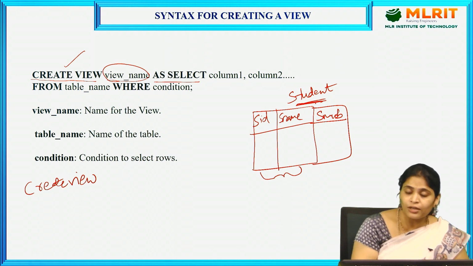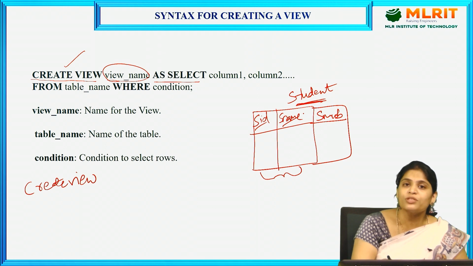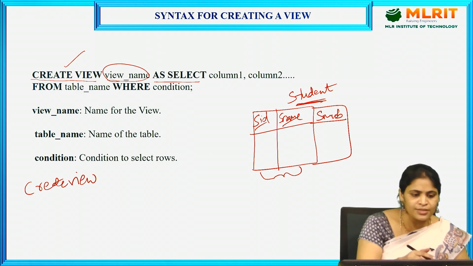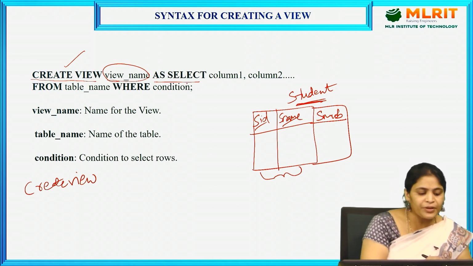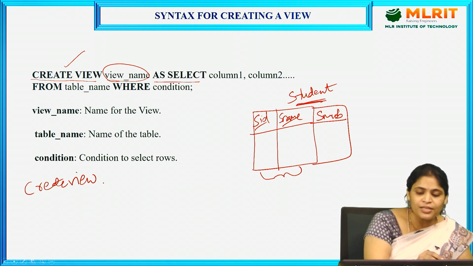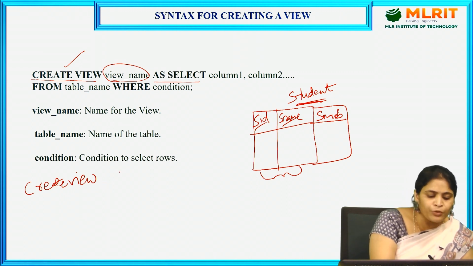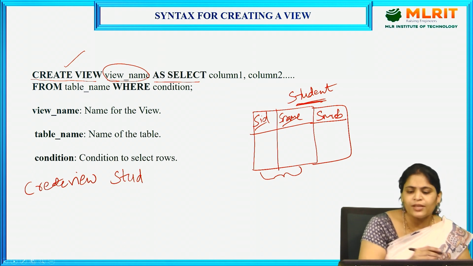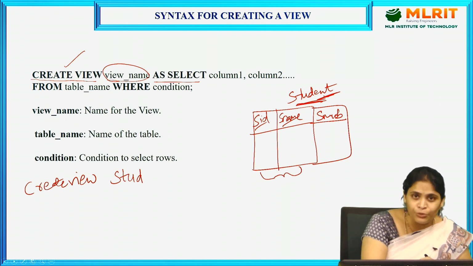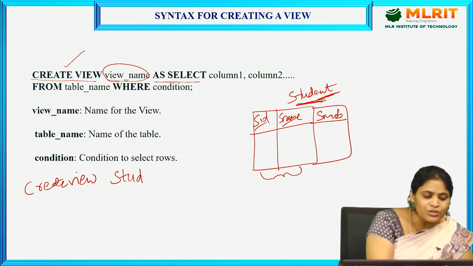So whatever the columns that I want to view, only SID and S name. To select these particular columns, we use the select command, right? Create view. What is the view name here? The view name I am going to give is STUD. Student is nothing but the name of an existing table. STUD is the view name, right? So create view, view name, that is STUD.